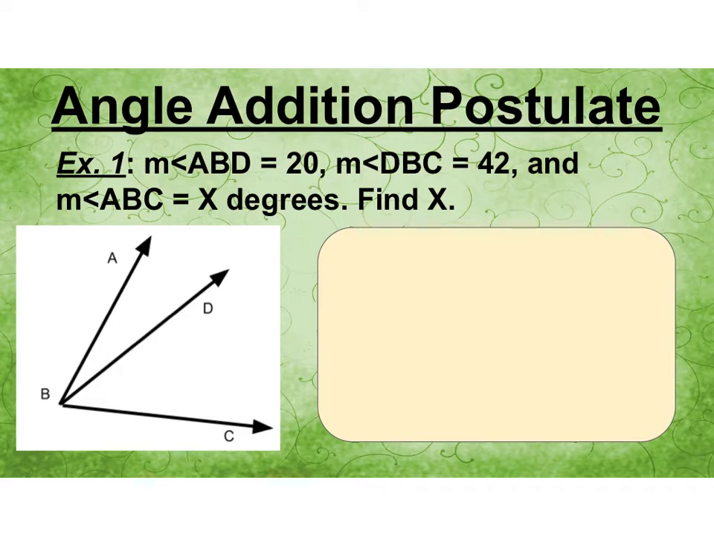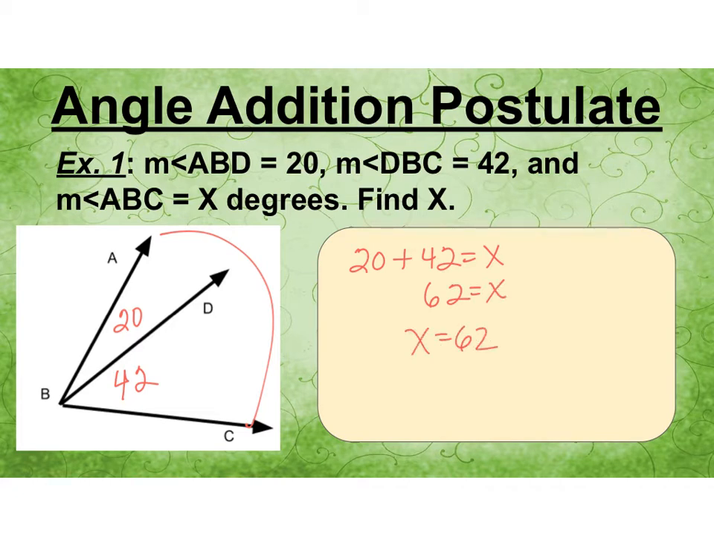Here's our first example. We kept the same picture. Remember, I'm going to label what I know. So the measure of angle ABD is going to be 20. DBC is 42, and we want to find ABC as it's represented by X. So I'm going to add my smaller angle plus my medium angle to equal X, and that's going to equal 62. So X equals 62, but also my angle equals 62 degrees.